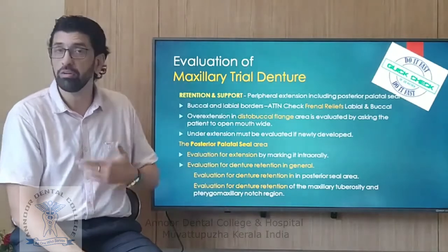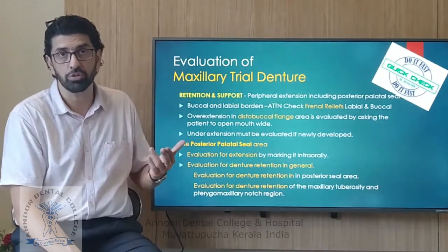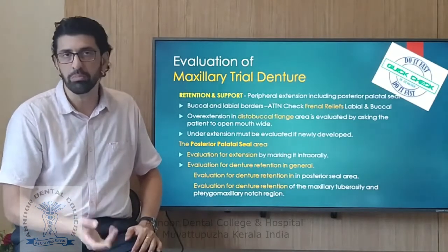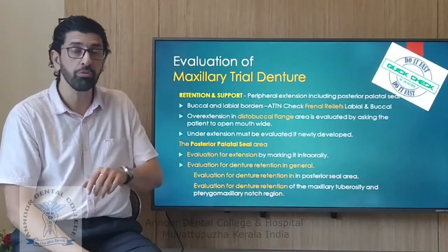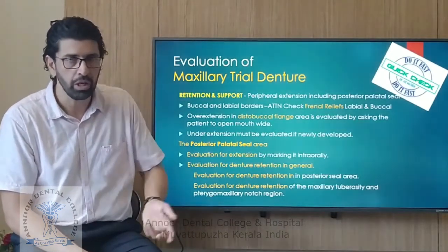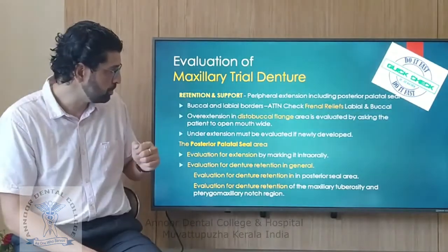If there's an underextension, it's going to be really difficult to evaluate that at this stage, but you'll have to go through with a mirror and check it out, especially if you have created some underextension for whatever reason, if the trial denture was not going onto the cast, or for whatever reason you reduced it.